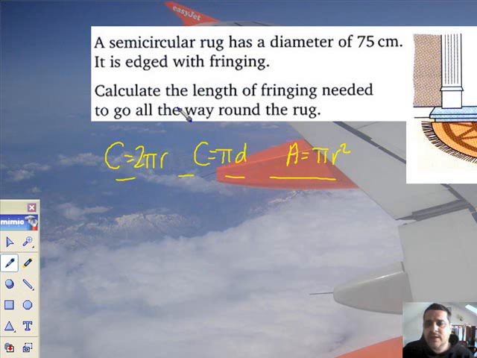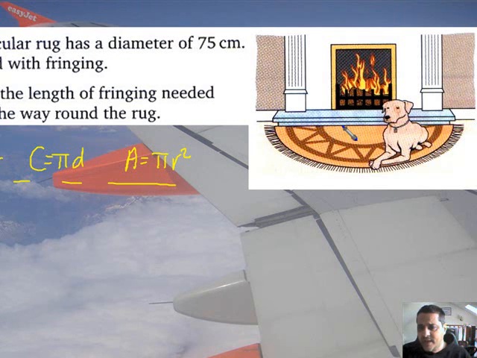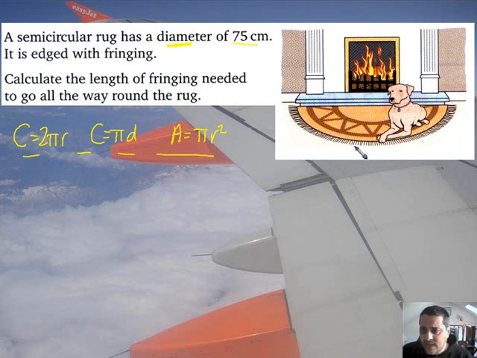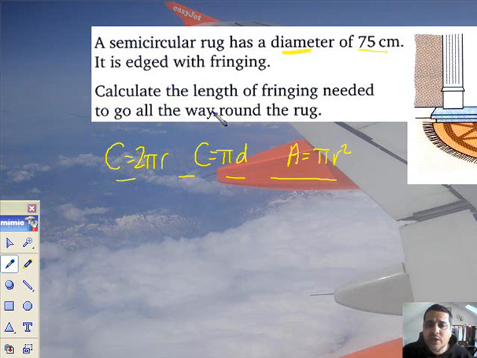Okay, revision done. Now, a semicircular rug has a diameter of 75, so from there to there, right through the dog's neck at the end, comes to 75 centimetres diameter, notice. It is edged with fringing, so it's got a lovely little fringe there. It's obviously had a haircut, looks beautiful. Calculate the length of fringing needed to go all the way round the rug.